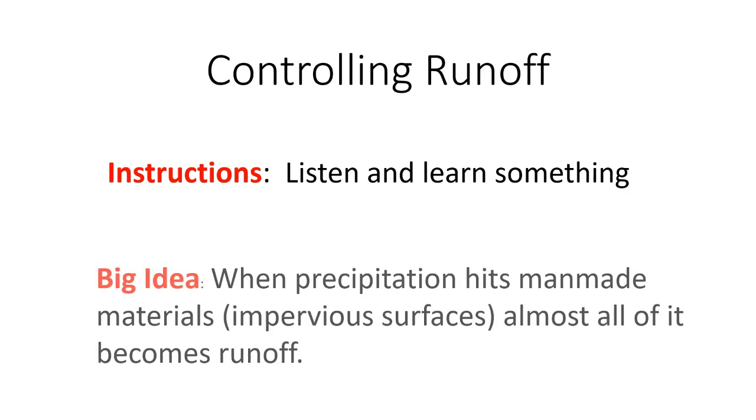So the first big idea that's driving this discussion today is that when precipitation hits man-made stuff, those impervious surfaces like roads and buildings and parking lots and such, almost all of it will become runoff.